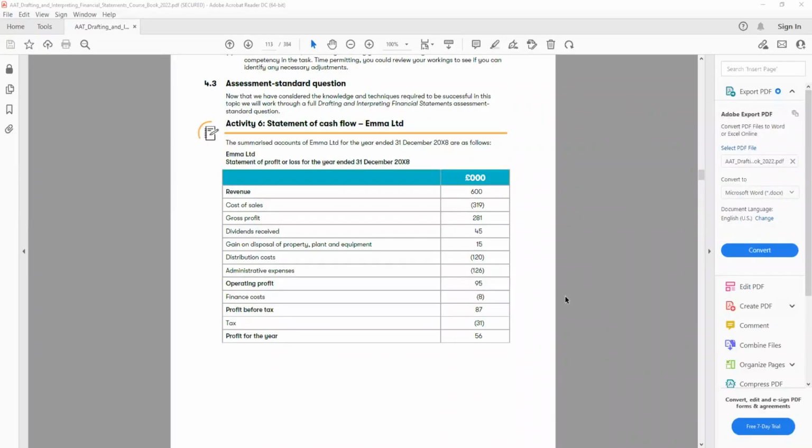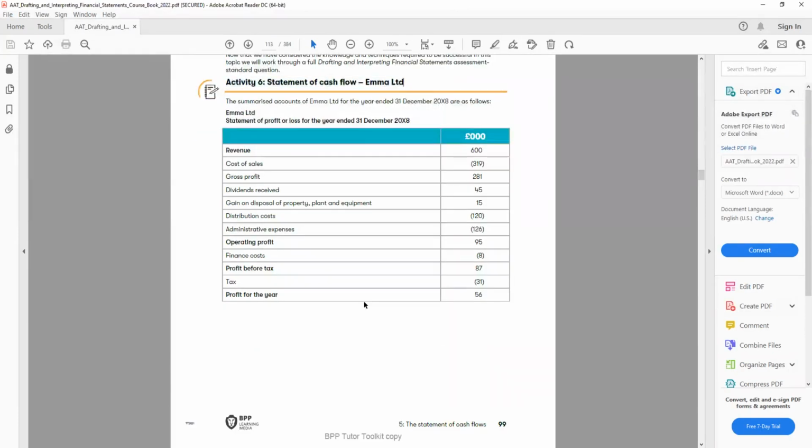Hello everyone. In this session, we're going to prepare one statement of cash flow for EMA Limited. This is one of the questions from the BPP course book, activity 6. If you understand one question properly, you'll be able to do this cash flow statement in the exam.